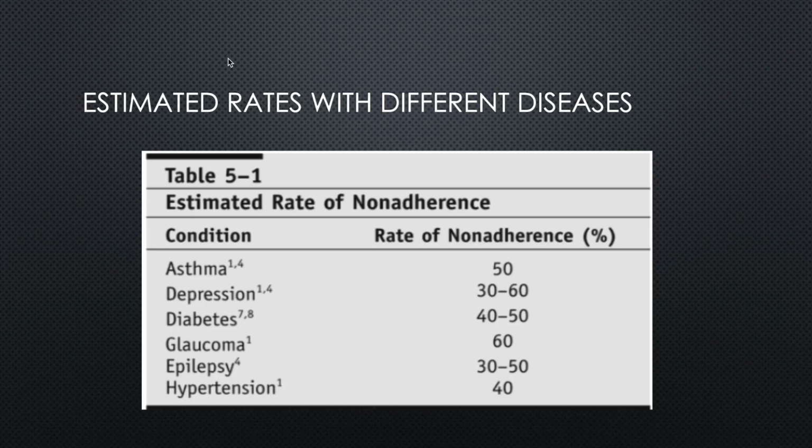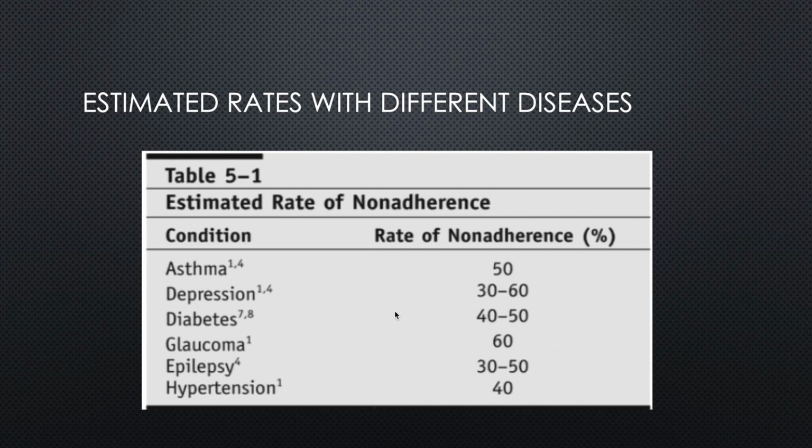So here are estimated rates with different diseases. So asthma, about 50% of medication non-adherence occurs, which definitely affects us as respiratory therapists. So this is definitely something that we need to keep in mind. And I can definitely believe it because when I'm down in the ER, I see a lot of asthma patients coming in, and usually a factor of why they're there is because they couldn't take their medication for whatever reason.